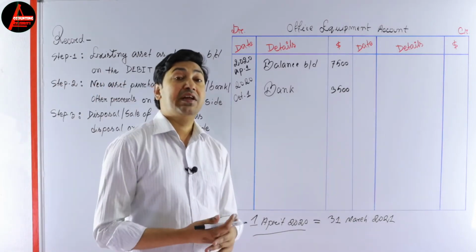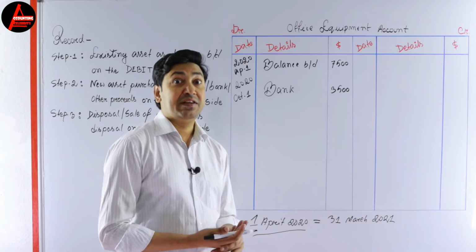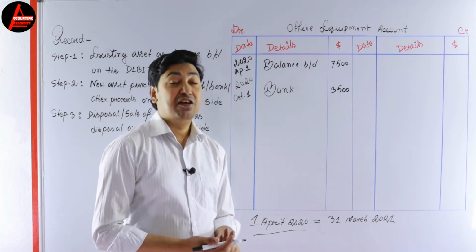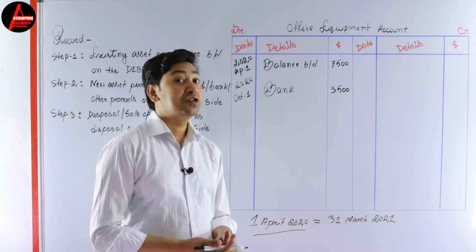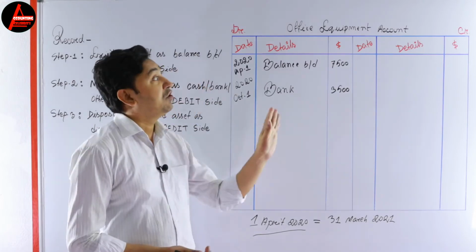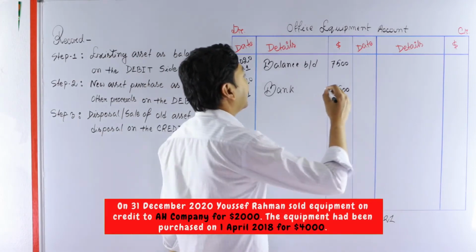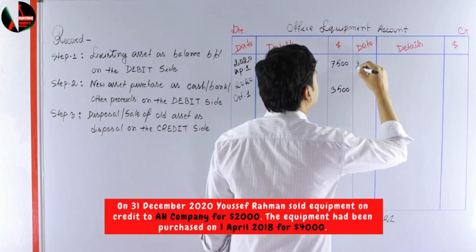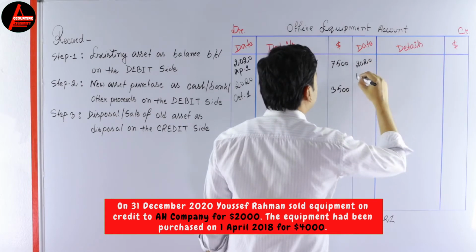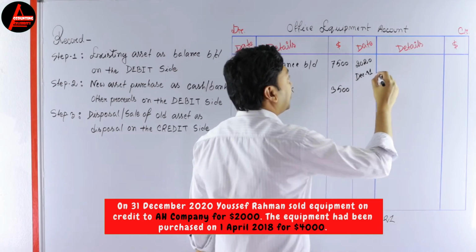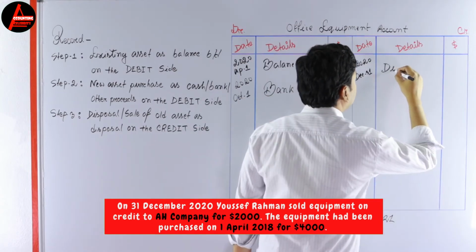Our journal will be: the disposal account to be debited and the equipment account to be credited. Yeah. So we are doing the equipment account, so it is credited. So we will record on the credit side. Okay. So let us write here the date first, 2020 December 31st. Okay. So we will write here disposal.